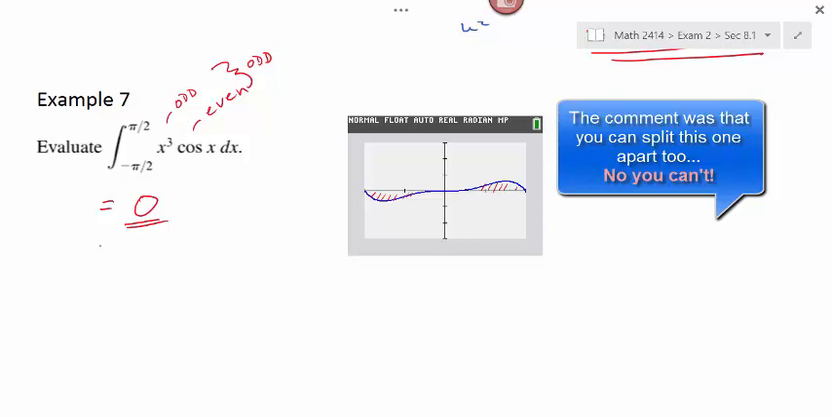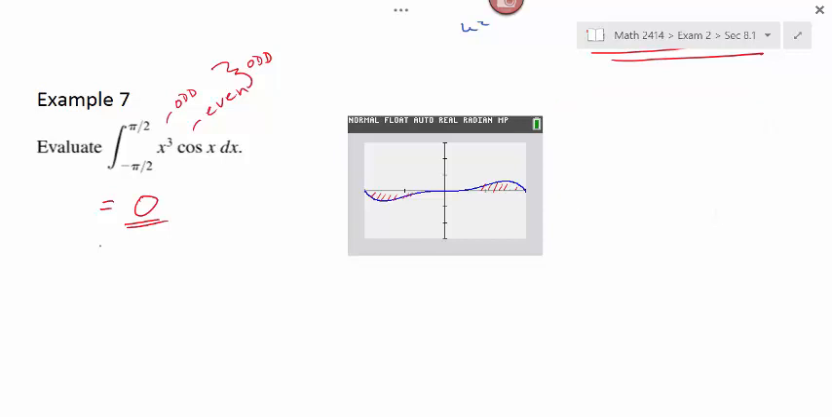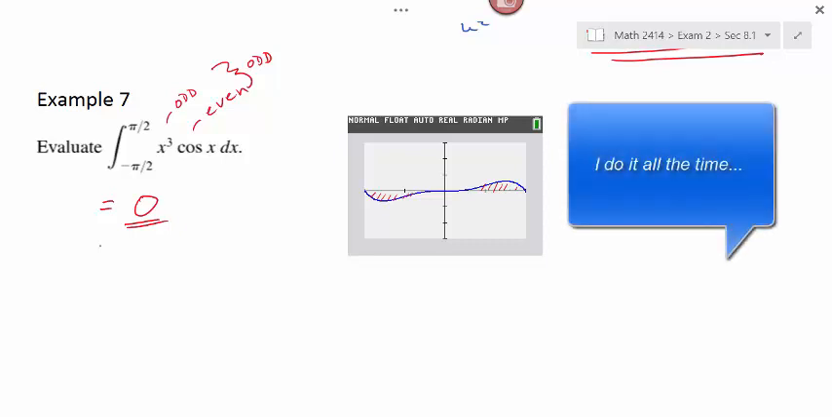We can't distribute across multiplication with integrals. We can only distribute across addition and subtraction. You've just invented a rule. You can't do that. No, then you're getting it wrong all the time.